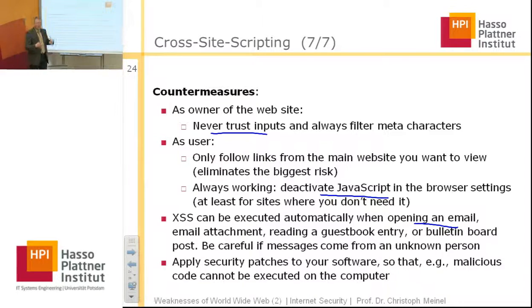And then, of course, a very general countermeasure against many types of attacks is to apply security patches. Apply security patches to your software so that, for example, the malicious code cannot be executed on the computer. Because as soon as such an attack becomes known, the designer of the software, the designer of the application, starts to think about countermeasures against this attack.